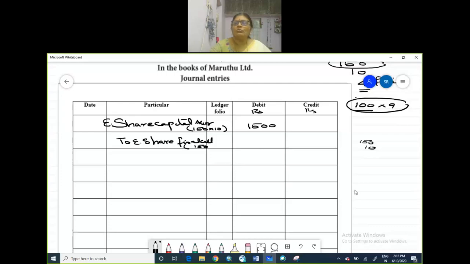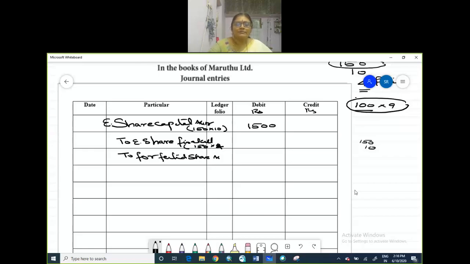Final call. So that is how much? 150 into what is the call money? Call money is 3 rupees, right? 3 rupees. So that comes to how much? 150 and it's 3 rupees or 4 rupees? 4 rupees, sorry. 4 rupees, right? Okay, 4 rupees. Then to forfeited shares account.